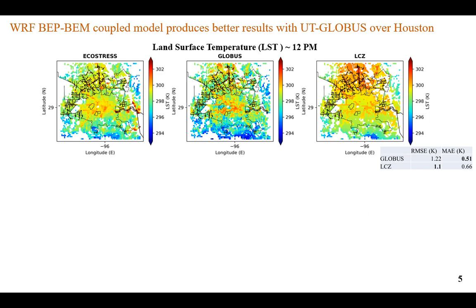Although when we calculated the RMSE, the LCZ was lower. That's because in the southern part of the city, for some reason, as you can see, the model with GLOBUS did not perform well. But overall, the heterogeneity was very well captured.